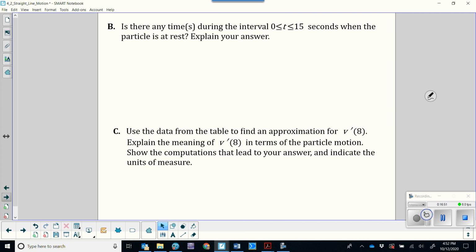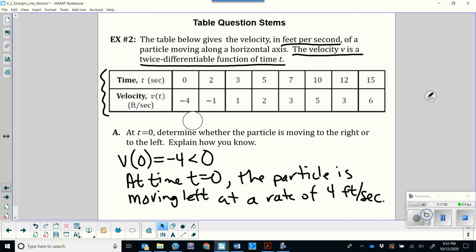Question B: is there any time or times during the interval 0 to 15 when the particle is at rest? Okay, so let's go back and look at this table again. When would we know that the particle is at rest? We've got to think through the question. Well, I would know the particle's at rest if the velocity is 0. They told me this function is twice differentiable, which means it's continuous. If the function is continuous, and I look right here, the velocity is -1 and then +1, which means somewhere between 2 and 3, it must equal 0.